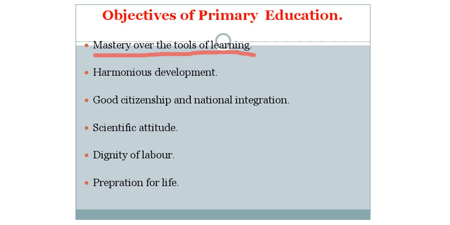Number five, scientific attitude. To inculcate a scientific attitude among children. Number six, dignity of labor. To inculcate a sense of dignity of labor. Number seven, preparation for life. To prepare children for life through the provision of worthwhile practical activities and experiences, including work experience.